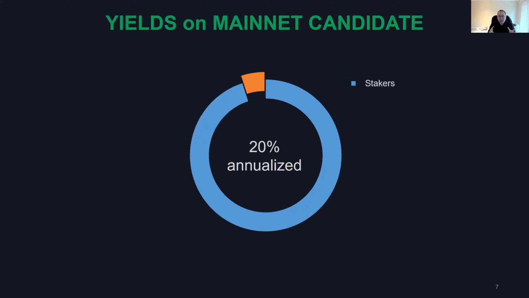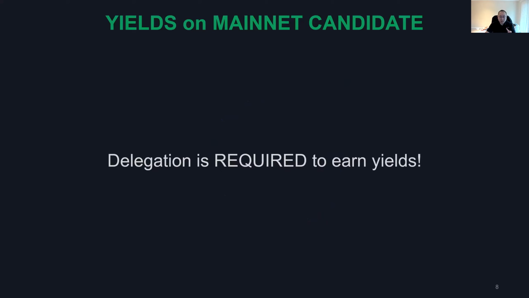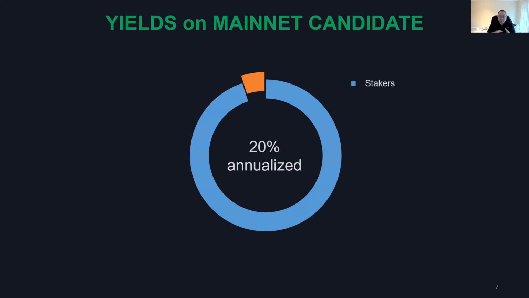So now, there's a thing missing here. The stakers now need to share that 20% annualized yield with the node operators, right? The node operators will charge a commission once the stakers delegate to them. And I apologize for not marking this, but the orange part is really the node operators. They are charging a commission here, okay.